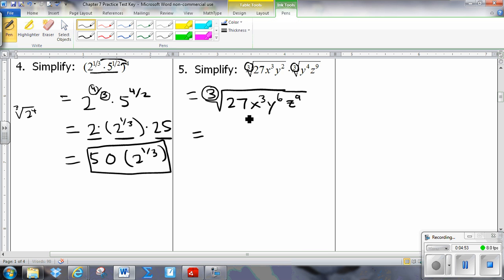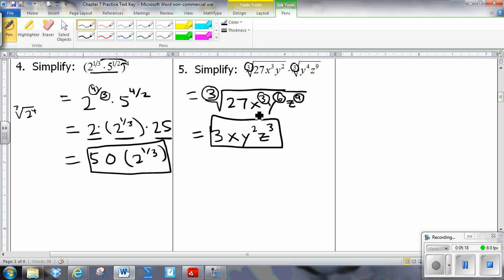27 is 3 times 3 times 3, so I can bring out a 3. These match up, cube and cube root, so the x comes out. 6 is a multiple of 3, so I actually have two groups of y's, so it's going to be y squared. 9 is also a multiple of 3, so I got three groups of z, so z to the third, and that's everything that comes out, so that's it.